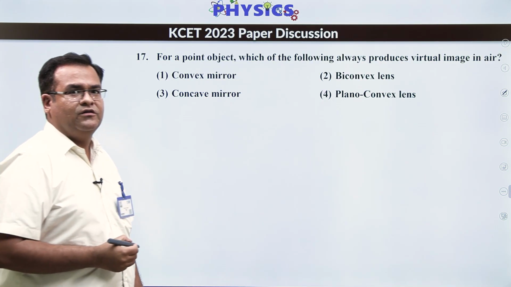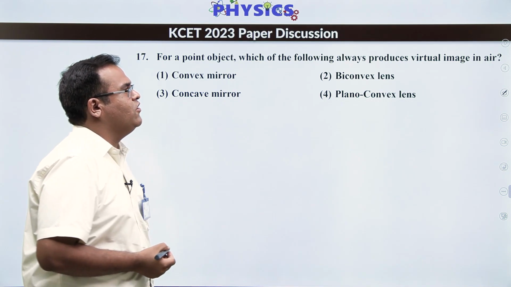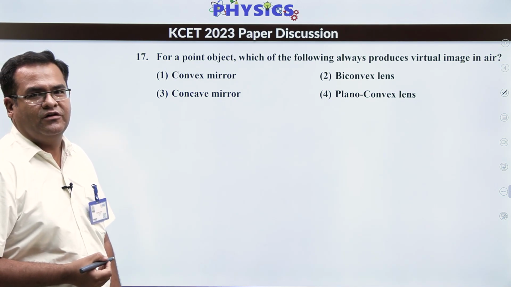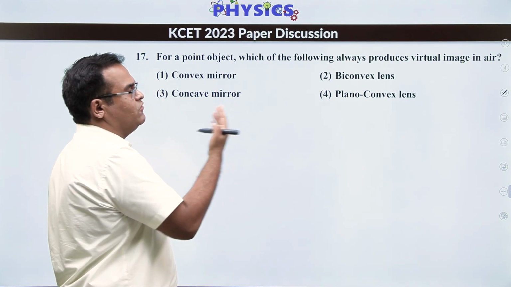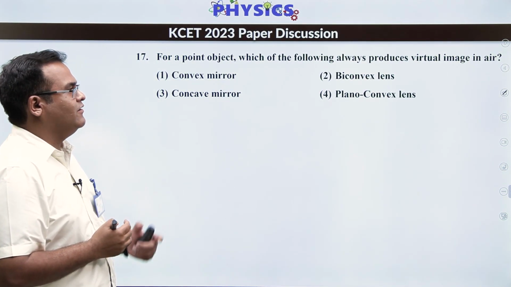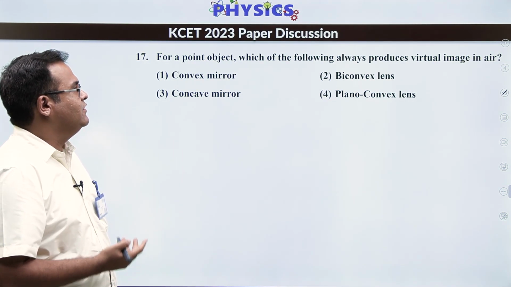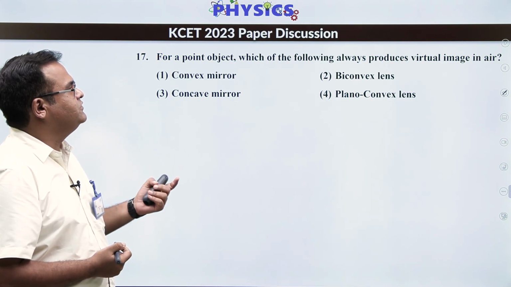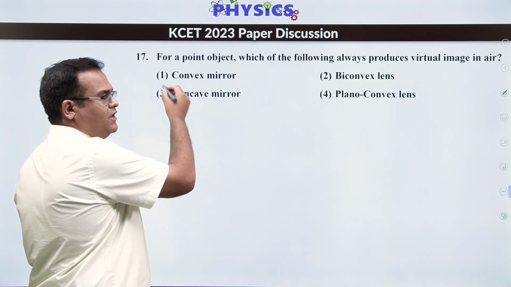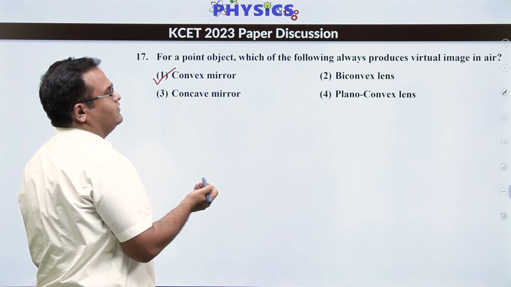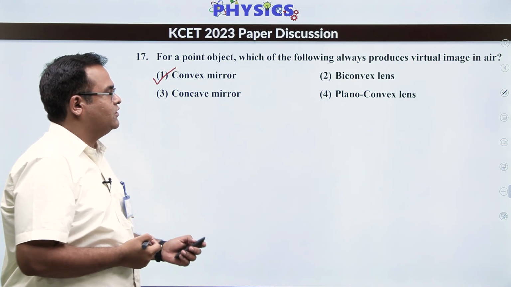Let's look at the next one. Question number 17. The question says that for a point object which of the following always produces virtual image in air. Now, because the question doesn't mention, a more appropriate question would have been if they had said that object is real, because all of them in any particular condition may produce virtual image. But for a real object, virtual image will be produced by convex mirror. So answer should be A or 1, convex mirror. This is a factual question. So this will be the most appropriate. So that is what you should mark, first one.